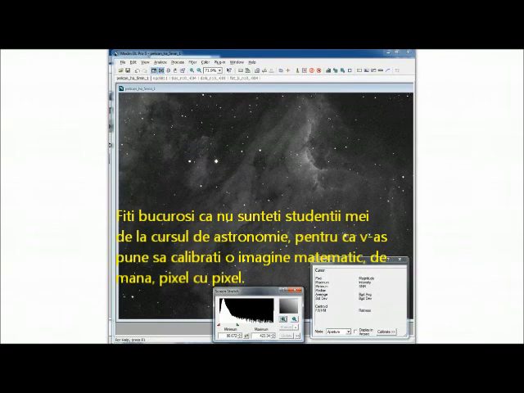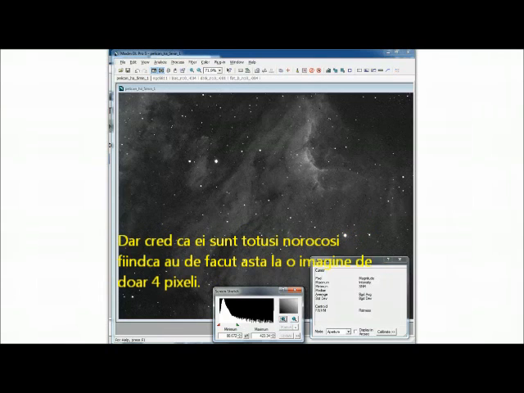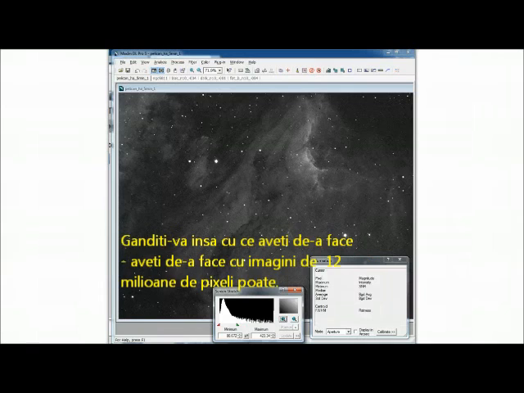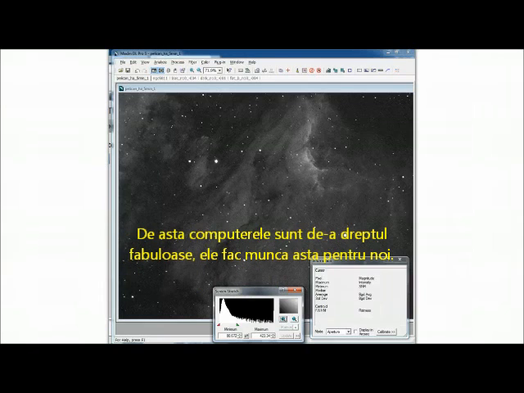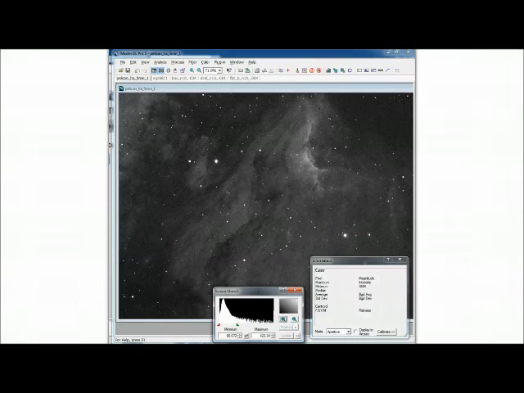And be glad you're not one of my students in my astronomy classes, because I make them actually calibrate an image mathematically by hand, pixel by pixel. And I think they're fortunate because they've only got a make-believe image of 4 pixels to deal with. Just think about what you're dealing with. You're dealing with images that may be 12 million pixels in size. This is where computers are really fabulous. They do the work for you. So we'll talk about calibration in our next set of videos.